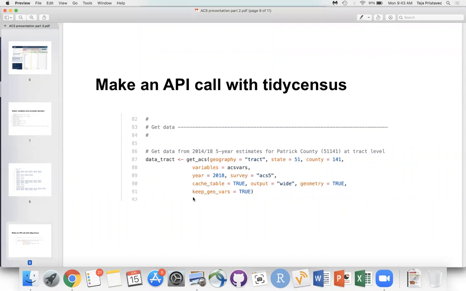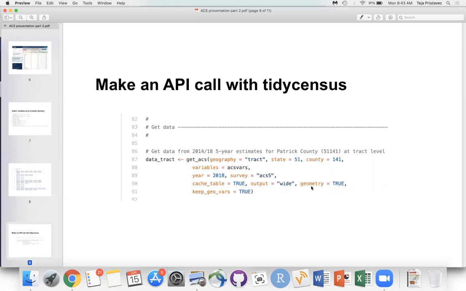Then I'm adding a bunch of additional things here that will help me later on, might not be as relevant right now, but basically I'm storing some of this information so that my future calls are quicker. I'm requesting a wide output because that will make it easier for me to manipulate the data afterwards. And I'm also requesting the geometries. So this is an interesting set of options that you can add if you plan on plotting your data, which I assume most of you are.